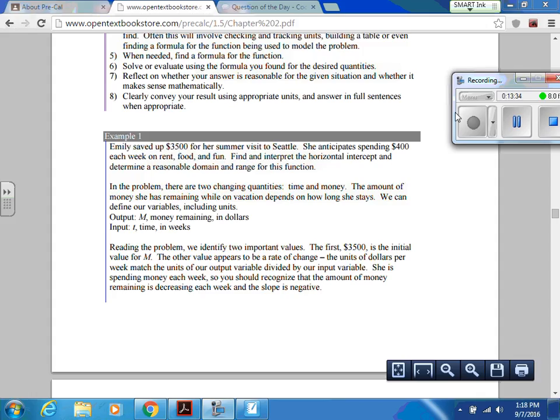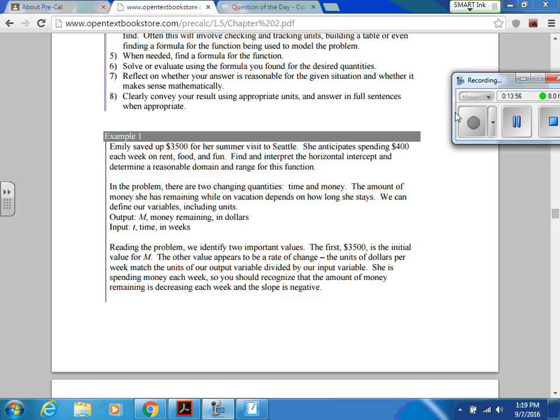All right, so look at example 1 here. Emily saved up $3,500 for a summer visit to Seattle, and she thinks she's going to spend $400 each week on food, on rent, and fun. Find and interpret the horizontal intercept and determine a reasonable domain and range. Okay, so let's talk about this.